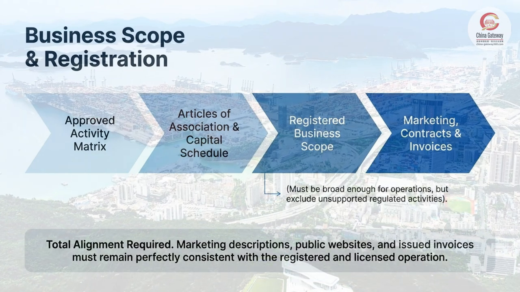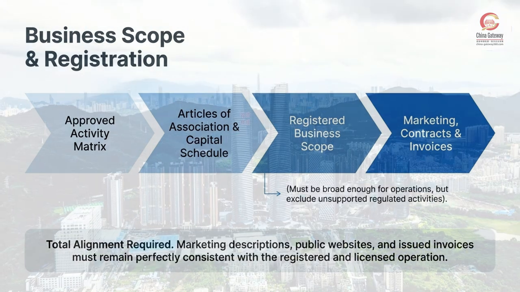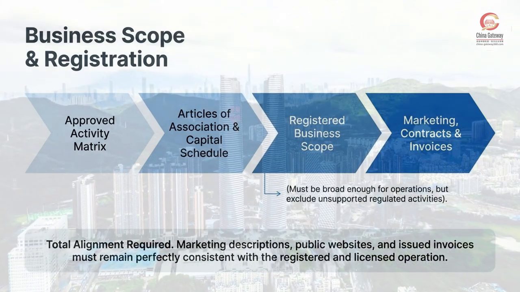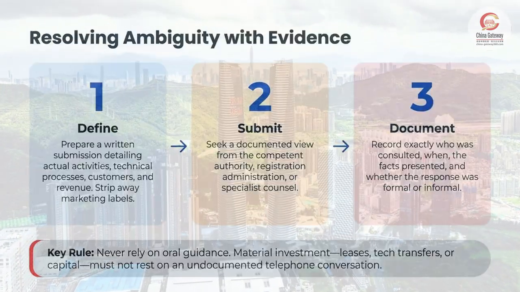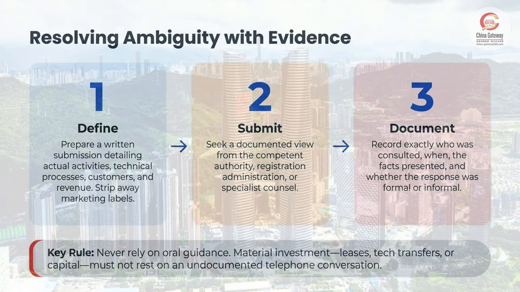Now, for Section 5, securing your business scope. Translating your entry model into a legally functional company means locking in your registered business scope. It needs to be broad enough to cover your daily operations, but must strictly exclude unsupported regulated activities. This exact scope has to align perfectly across the board, from your approved matrix right down to your marketing descriptions and issued invoices.